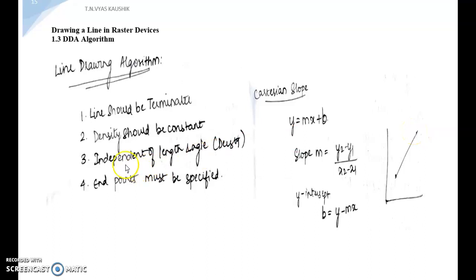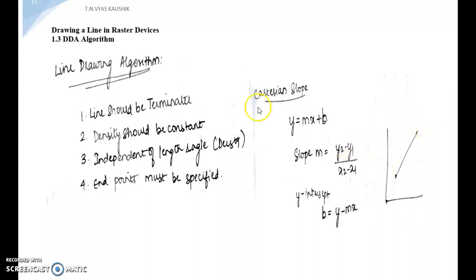Third is independent of length and angle. What it means is the density, that is whether it is thick or thin, must be independent of the length of the line and the angle of the line. The line can be like this or it can be like this, the length can be longer or the same or shorter. That must not depend upon the density of the line. And the last is the end points must be specified. For any algorithm that we are going to see for line drawing, the end points, that is the starting point and the ending point, must be present. So it must be a line segment.